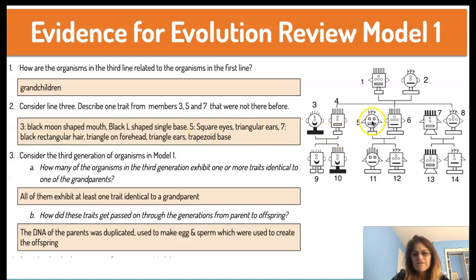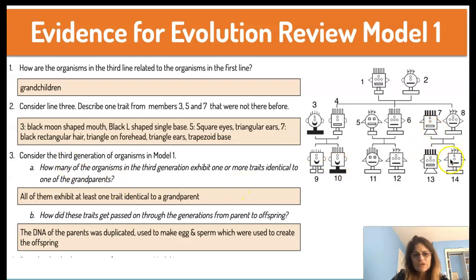In person 5, they have square eyes, triangular ears, which that combination was not there before. We do have triangular ears over here, but we don't have it with square eyes. In person 7, they have black rectangular hair, which neither person 1 or 2 has. They have a triangle on their forehead. They have triangle ears, and they have what's called a trapezoid base.